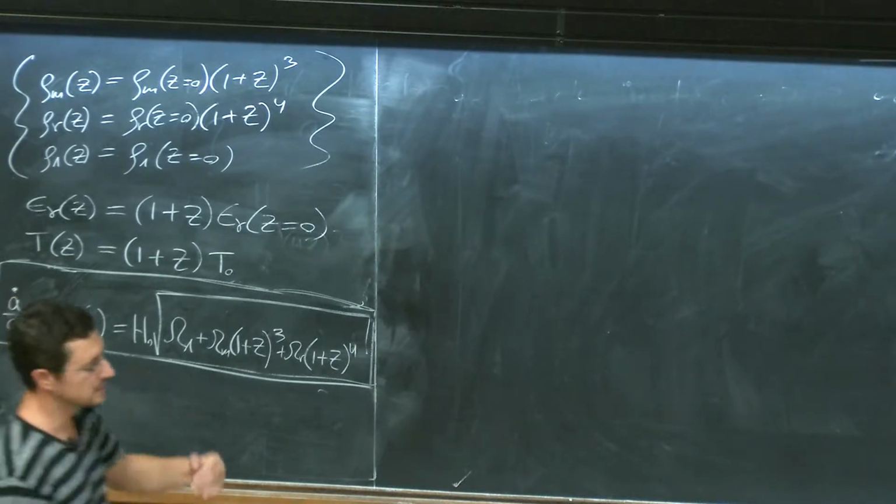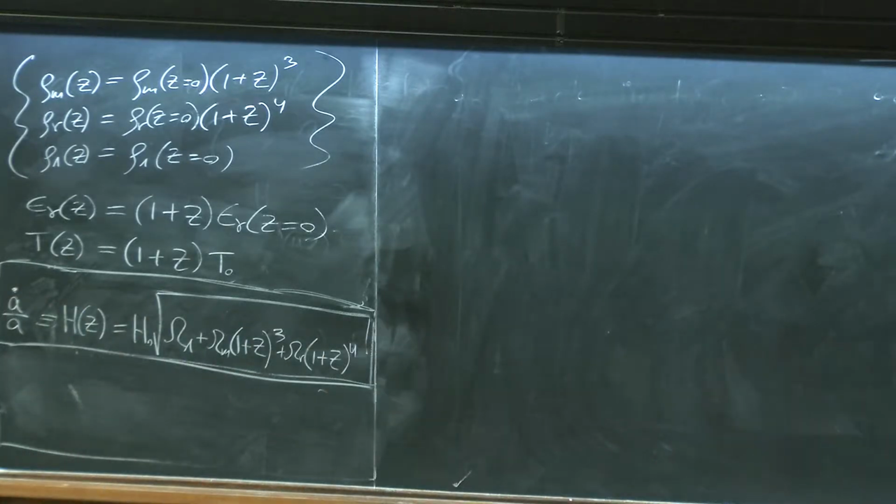So the typical energy per particle of particles that are colliding is increasing as we increase z and scroll back in time.